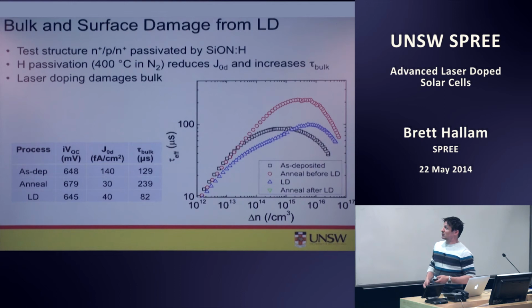We then do the laser doping process, and we see instantly that we've reduced the bulk lifetime of the solar cell quite substantially through the generation of the defects, which can extend into the bulk of the device.